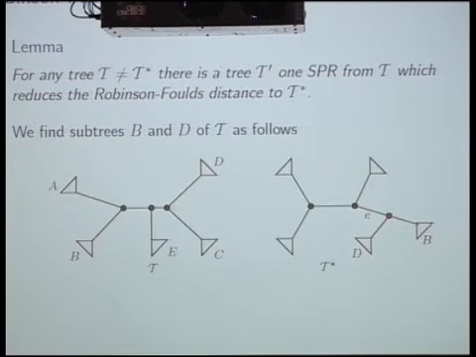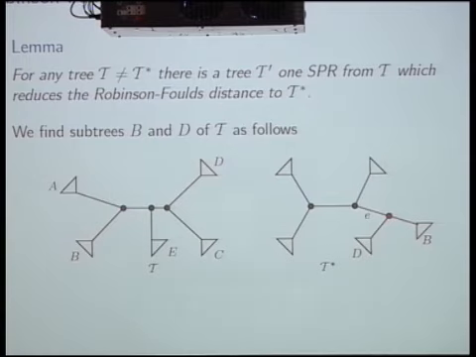So the process was to, first of all, find an SPR move which, well, when we were looking for it, we decided just to reduce the Robinson-Foulds distance, but actually it's a little more specific than simply reducing the Robinson-Foulds distance. So we find a pair of subtrees in our current tree, B and D, which are correct in that the subtree B appears exactly correctly in the true tree as well as in the tree we're currently at.